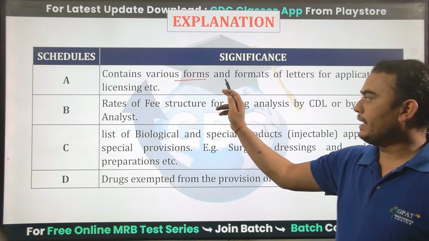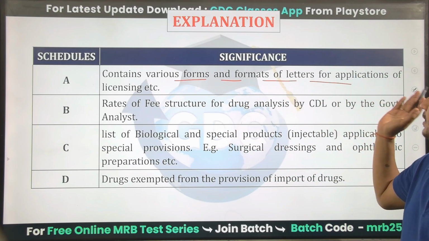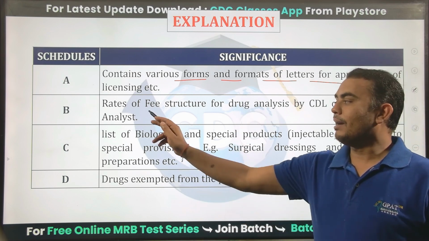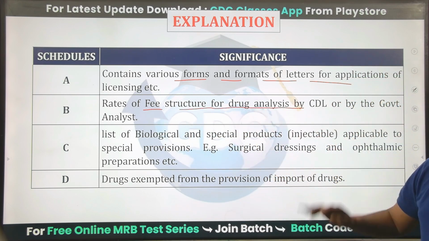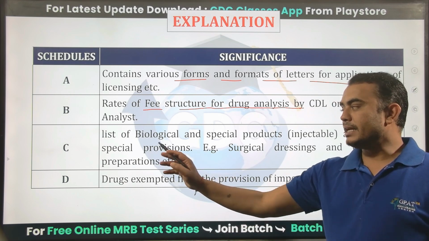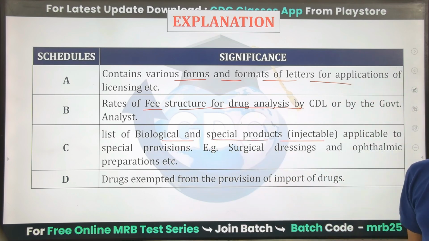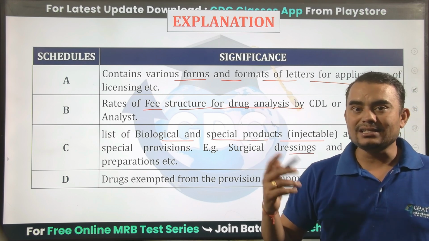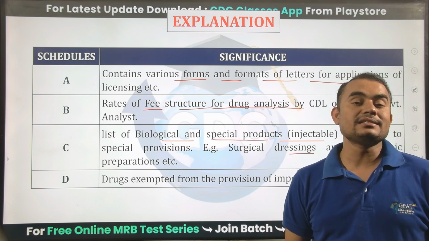Schedule A contains various forms and formats of letters for applications for licensing, etc. Schedule B has the rate of fee structure for drug analysis by the CDL or the different testing laboratories. Schedule C comes under biological and special products like surgical dressing, ophthalmic. Now again, C is divided into two parts, C and C1.